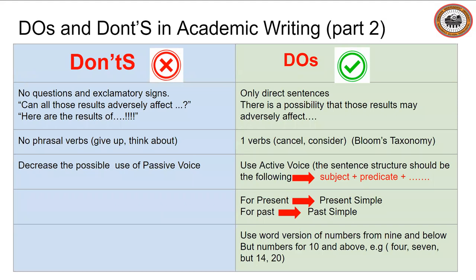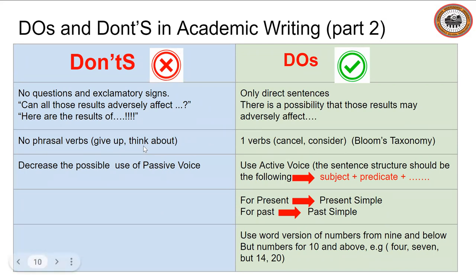No phrasal verbs, like "give up," "think about." It says that you need to use single-unit verbs, one word. Instead of "giving up," I can say just "cancel." Instead of "thinking about," I can say "consider." Of course, Bloom's taxonomy here is going to help you.